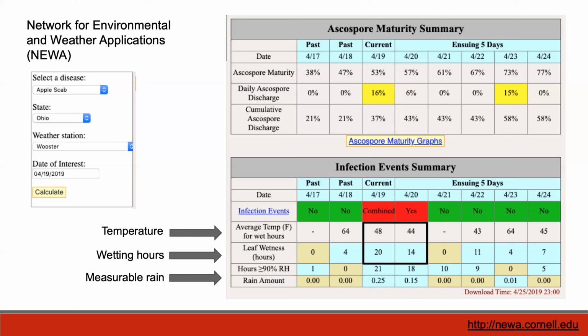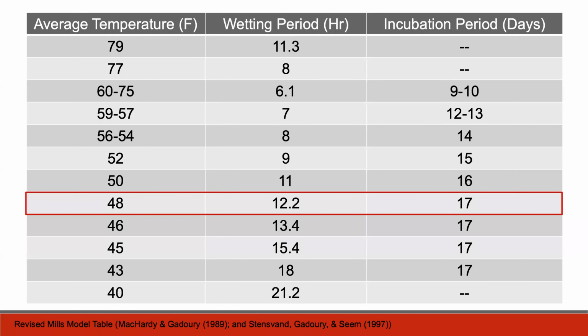So we can go to the Mills table then and look at when we might expect to first see symptoms. So at 48 degrees temperature, 12 wetting hours, we would expect that infections would be first observed within 17 days of the ascospores initiating infection. So what this means is that the grower should apply a preventative spray prior to the infection and an eradicative fungicide within 17 days to prevent the formation and spread of secondary inoculum.